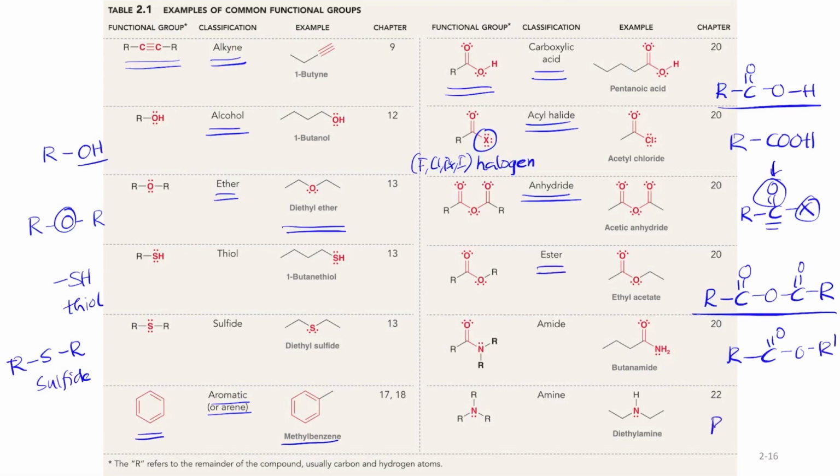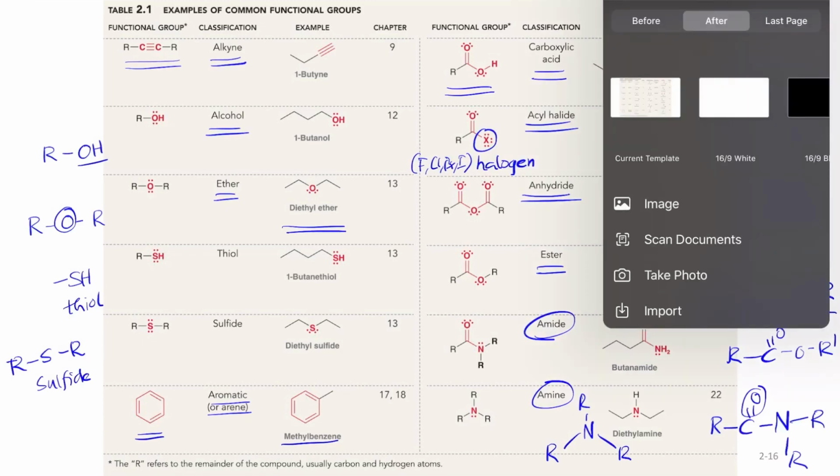In the same way, if you have R C double bond O, bond N, then if the nitrogen is connected to any other functional group, those are called amides. If there is no double bond and only the nitrogen is connected directly, it's called an amine. So let me write it down separately again.